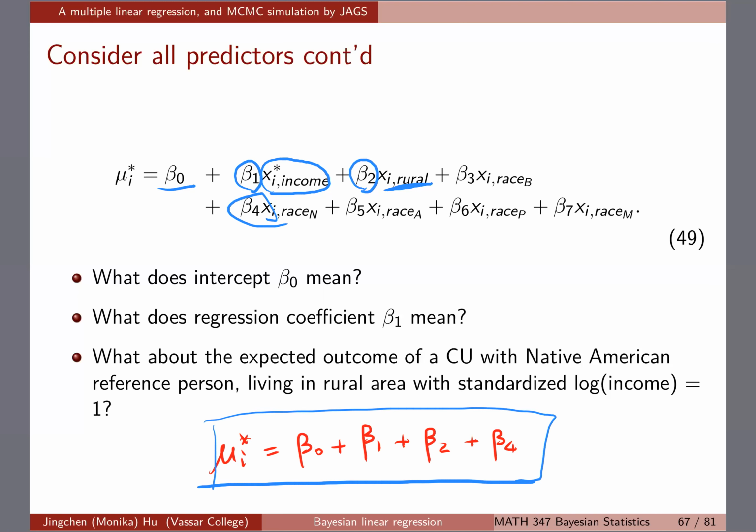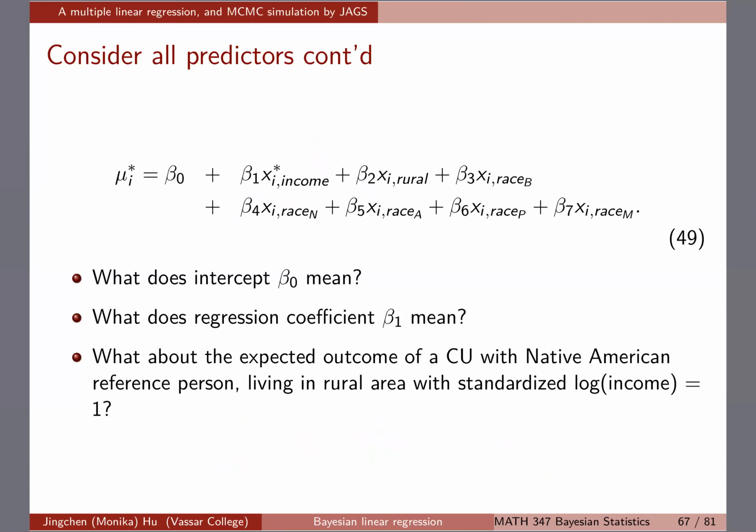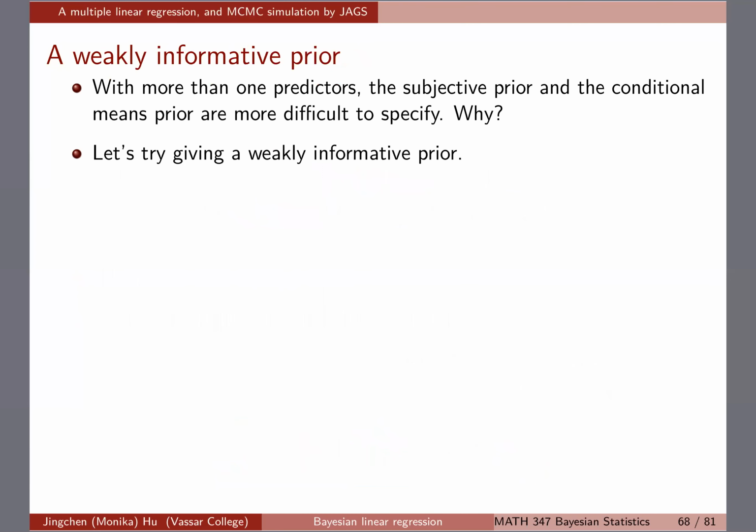So again, all of the other ones, the binary and the categorical, they're binary: 0, 1, 0, 1. But the standardized log income can take multiple values. In this case, because we're talking about it equaling 1, that's why it's beta 1 times 1. But if standardized log income is 3, then it's going to be 3 beta 1. Okay. All right, in the interest of time, I'm going to stop here.